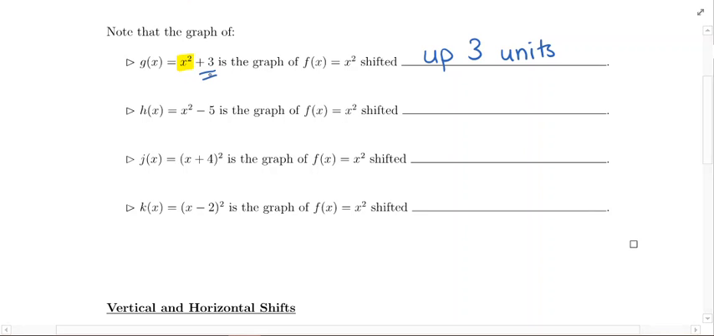It caused us to go up 3 units. That is what's going to happen. If you take a function and then you add a number to it, it's going to cause you to go up by that many units. Now let's take a look at x squared minus 5. Let's compare that to the original function.